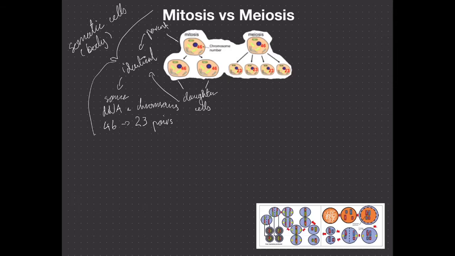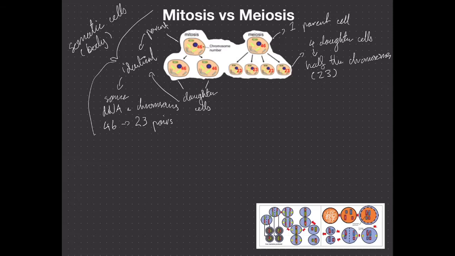Now, meiosis gets a little bit more confusing. We start off with one parent cell and we get 4 daughter cells. Our daughter cells only have half the number of chromosomes. They only got 23, not 23 pairs, just 23.